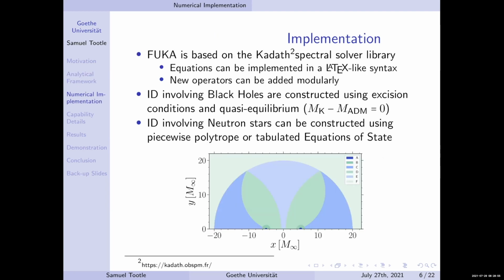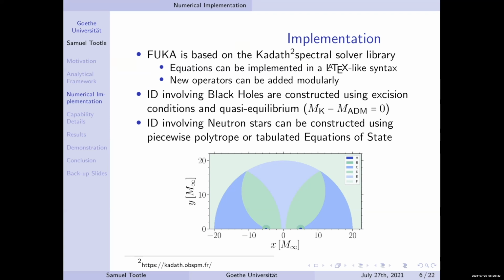So our numerical implementation, FUKA, is based on the Kadath spectral solver. It's a fairly recent solver, from the last 10 years or so. It provides a layer of abstraction so that equations can be entered in a LaTeX-like syntax. So it's very nice because you can actually see your system of equations in front of you and have an idea of how things are working together. Additionally, you can add new operators to the system. And this is essentially how we implement handling of the equation of state, for instance, as a module on the side that handles the equation of state in the background, and then is just called when needed by the solver.